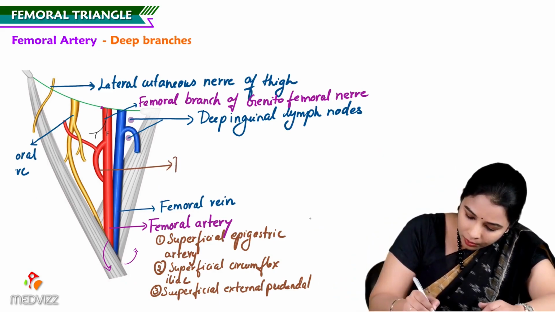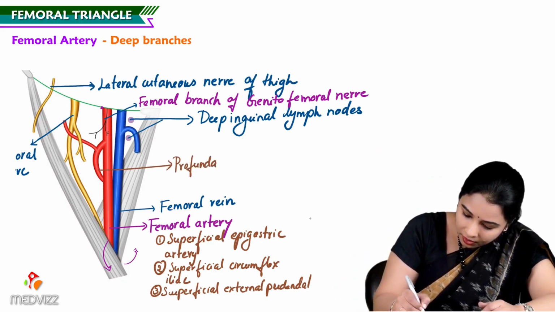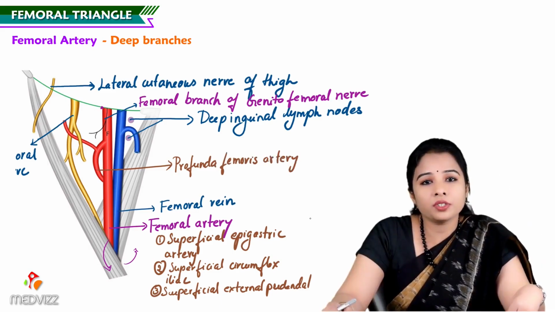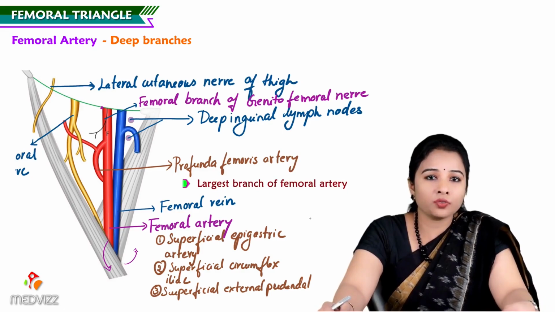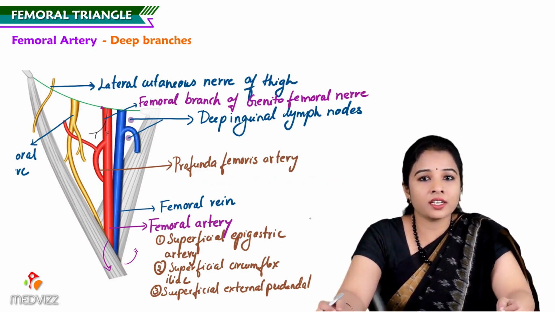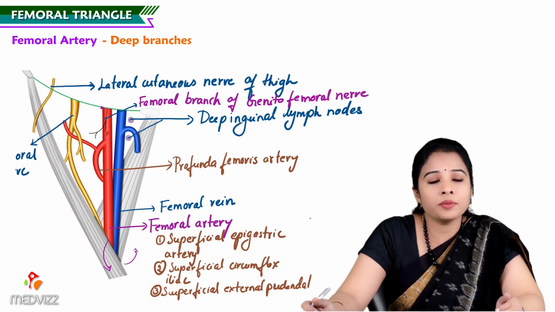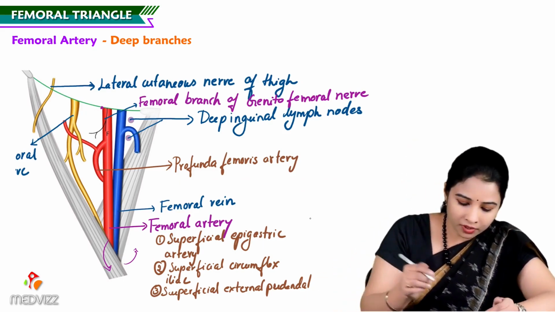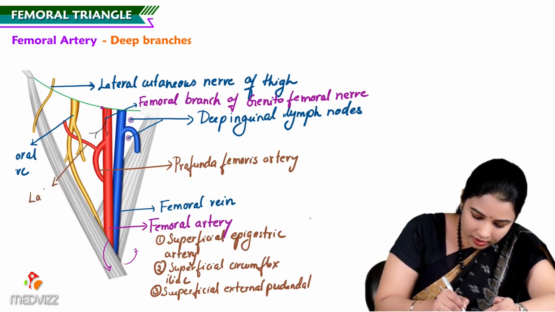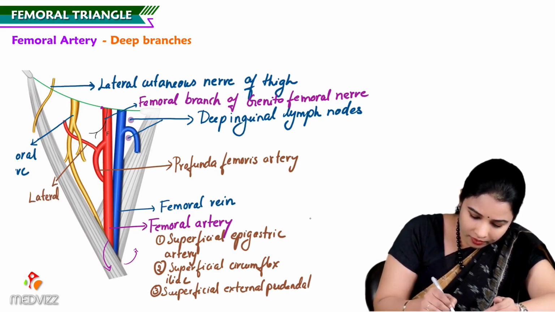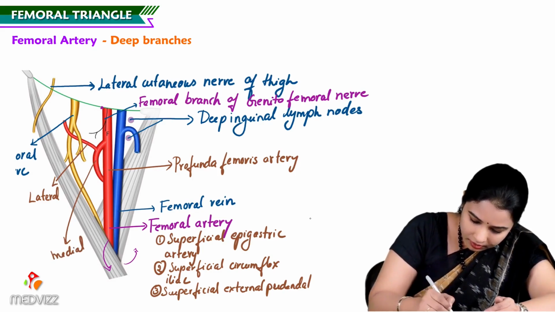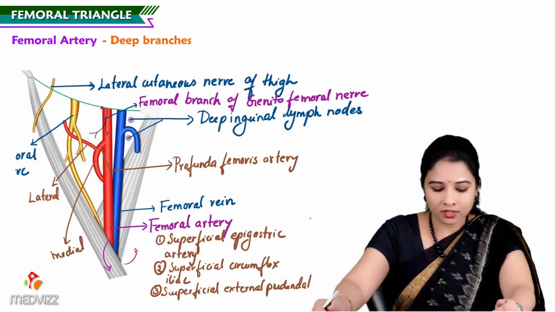The deeper one is called profunda femoris artery. Profunda femoris artery is the largest branch of the femoral artery, and if we see its origin, it arises on the lateral side and it spirals medially behind the femoral vessels. So further it divides into lateral circumflex, this is the lateral one, and further this is the medial one. This is the profunda femoris artery.